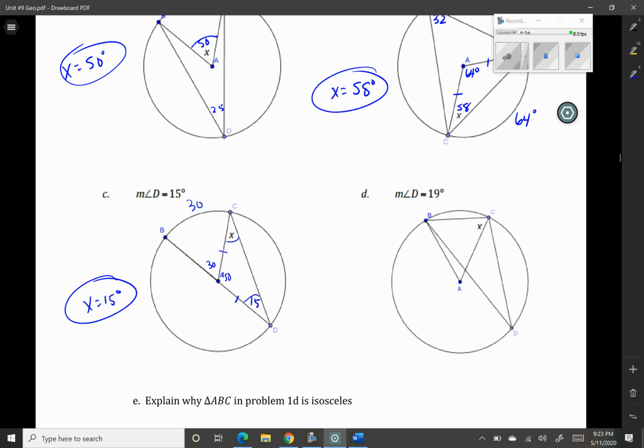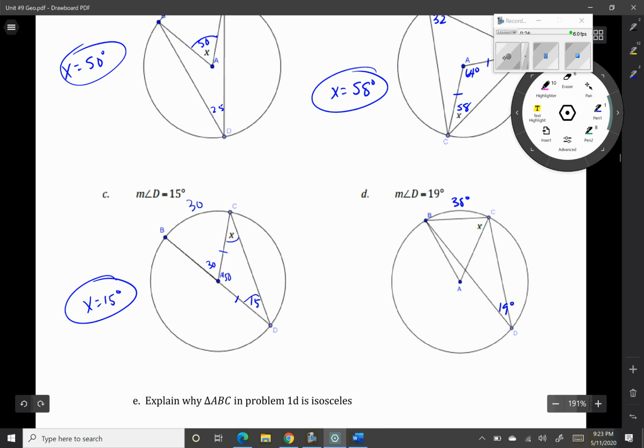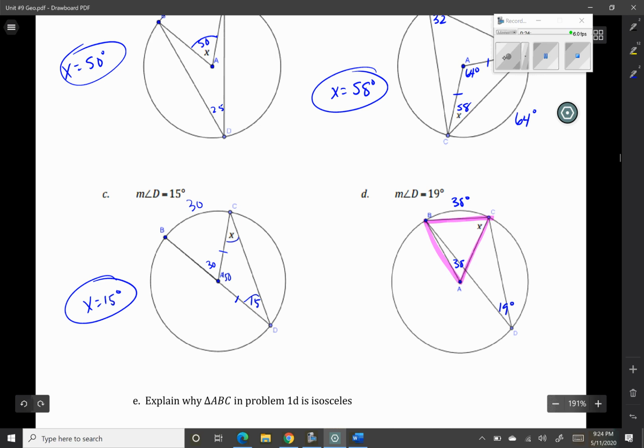Part D says angle D is 19 degrees. That's an inscribed angle, meaning that the arc is going to be double that, 38 degrees. Now, if I just take a look at this triangle here, this triangle has an angle that we know. It has an angle at angle A of 38 degrees.